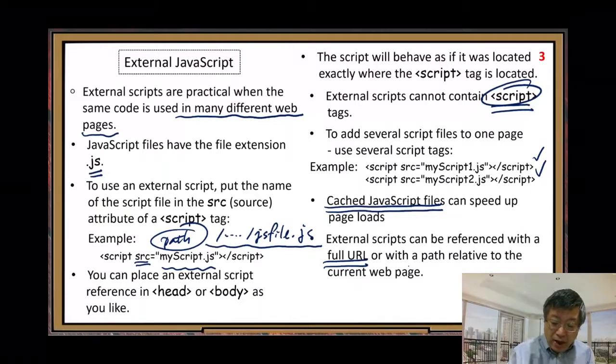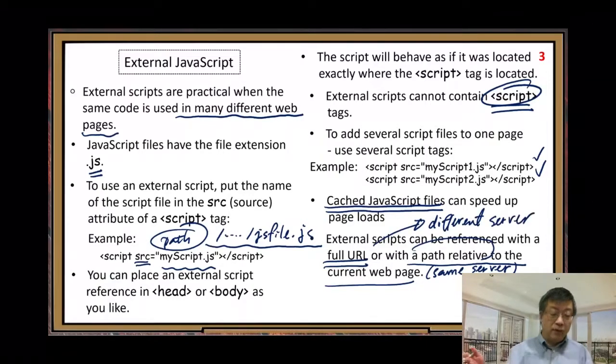Or with a path relative to the page, which in this case means from the same server. For the same server, you use the relative path. The full URL means you use JavaScript from a different server. So there are two cases.